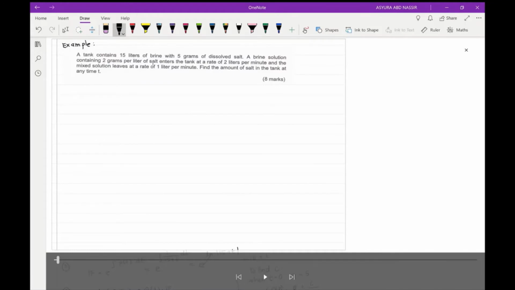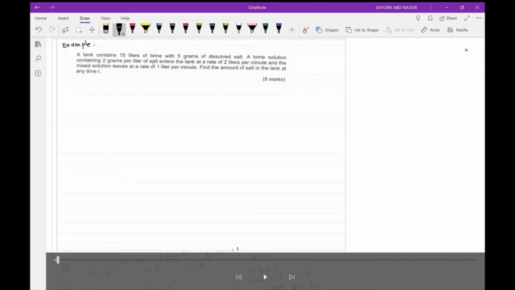Okay, look at this example. This is also another sample question from the past year paper. A tank contains 15 liters of brine with 5 grams of dissolved salt. A brine solution containing 2 grams per liter of salt enters the tank at a rate of 2 liters per minute, and the mixed solution leaves at a rate of 1 liter per minute. So this one you have rate in not equal to your rate out. Find the amount of salt in the tank at any time t.